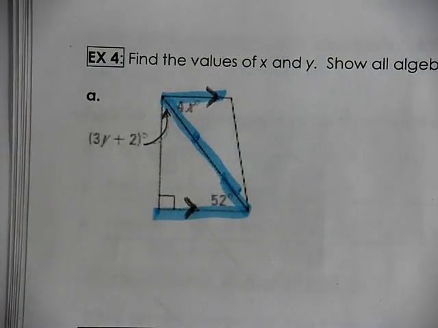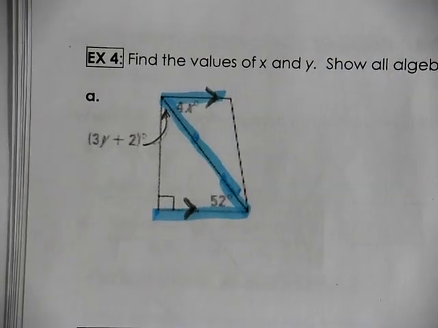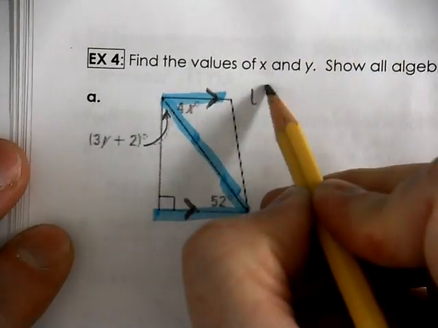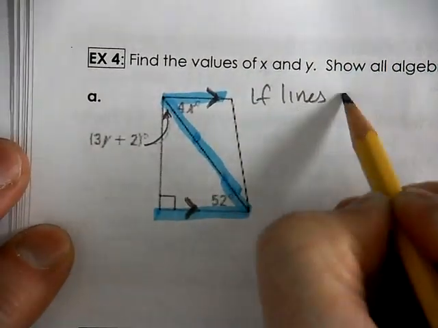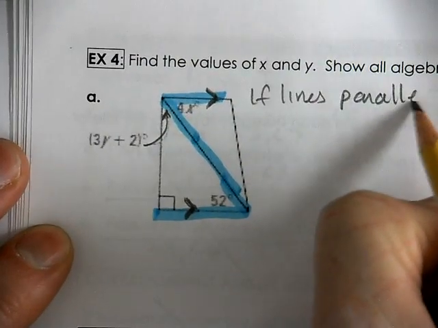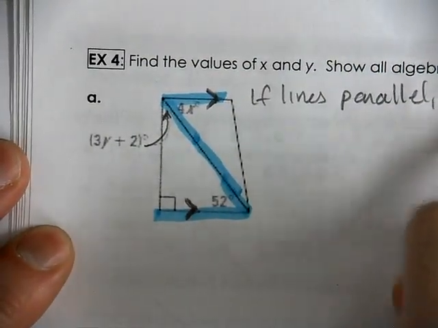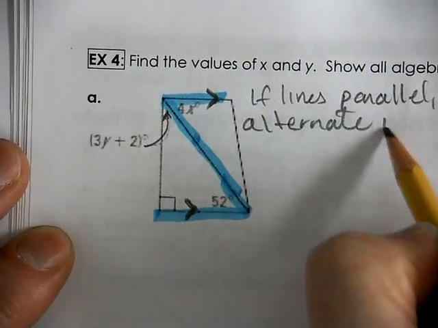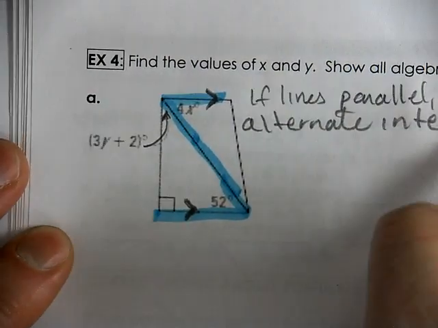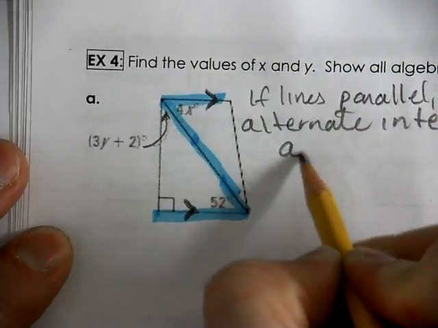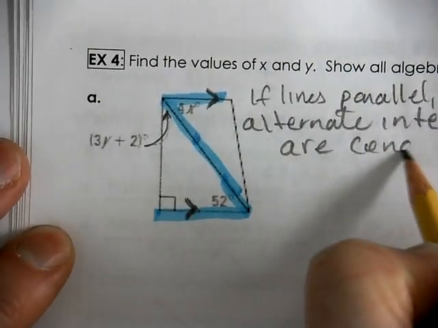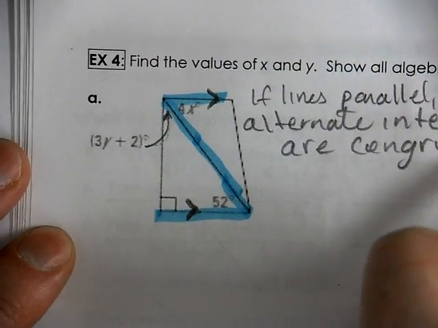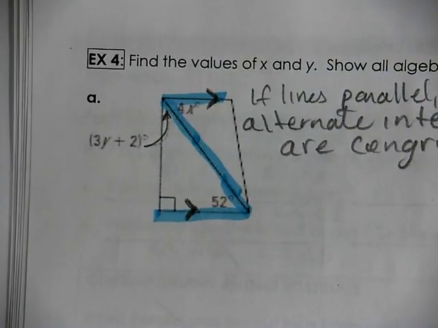I see a zigzag. So if lines are parallel, then alternate interior angles are congruent.